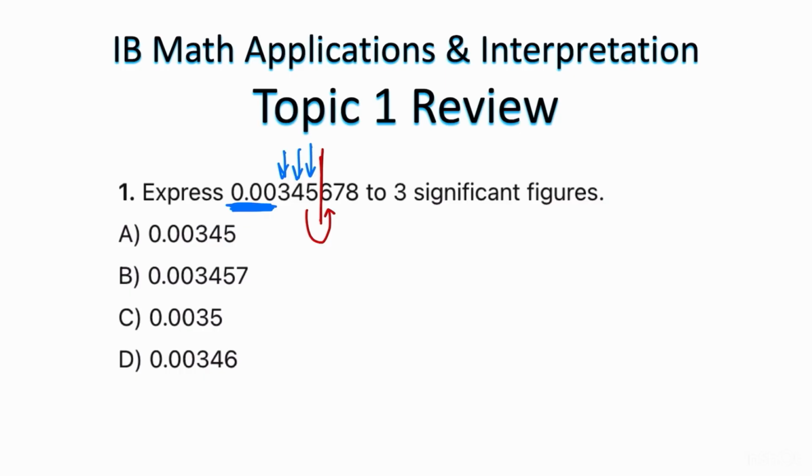You need to always take the time to look right next door to see if the number that comes after is 5 or higher. If it's 5 or bigger, that means that you're going to have to round up. So the correct answer in this case is going to be D, 0.00346. Also remember, you don't want to lose the value of the number. That's why all those zeros in the front stay as part of the answer.